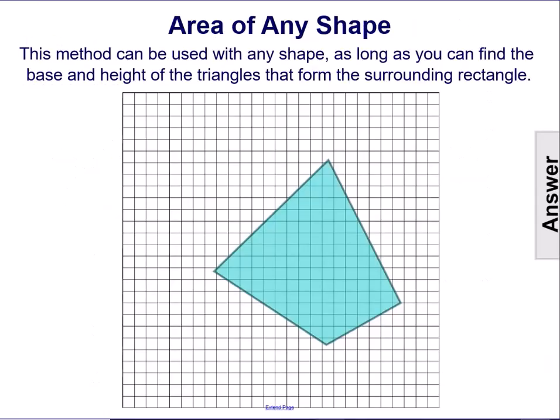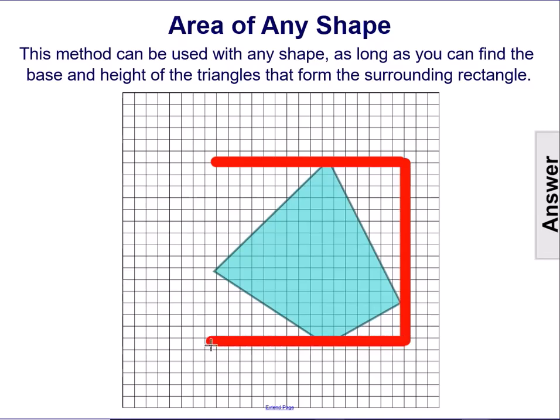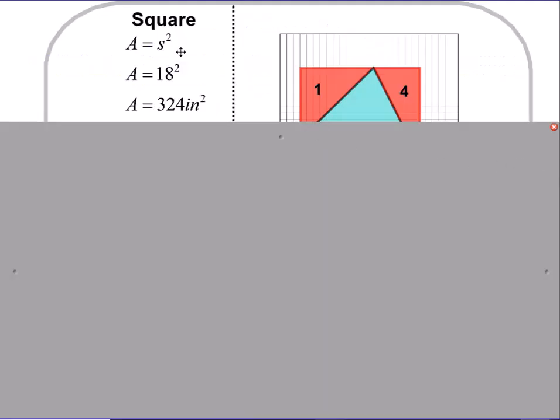Area of any shape. This method can be used with any shape as long as you can find the base and height of the triangles that form the surrounding rectangle. So let's go ahead and make a rectangle around this shape. When I create this rectangle, it actually ends up being a square that has side lengths of 18. So I find the area of this square, 18 times 18, is 324 inches squared.